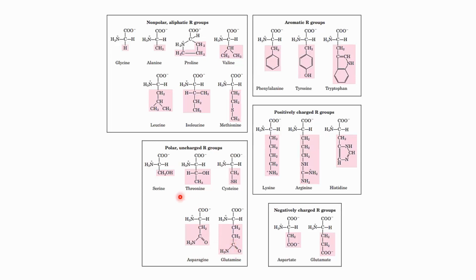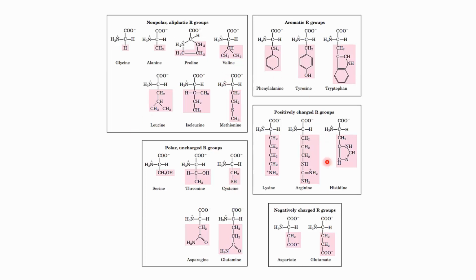Similarly, we can see that in the case of serine and threonine, there is the presence of an OH group in the side chain. Therefore, serine and threonine are also known to contain alcoholic groups, so they can also be called the alcohol amino acids. The presence of this OH imparts polarity to these amino acids. And cysteine and methionine are known to contain the SH group.